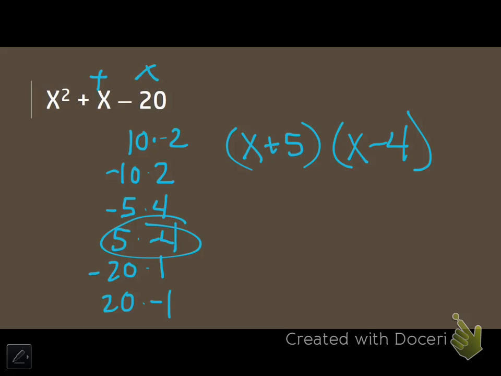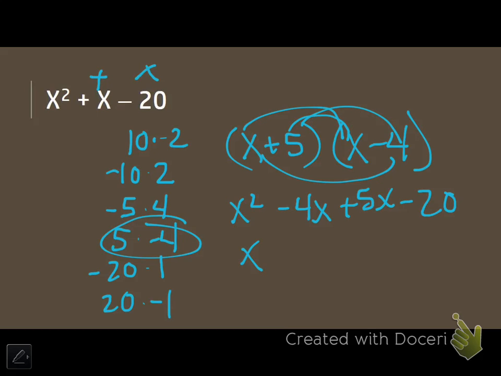Okay, and then I want you guys to FOIL this back out so that you can check your answers. So I'd get x squared, so first, outside, inside, and then last. So x squared plus x minus 20. So that was right. I want you guys to FOIL it back out just to make sure your answer is correct.